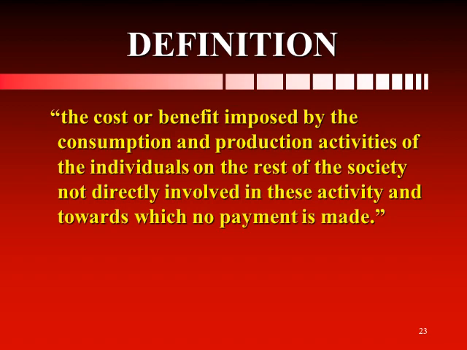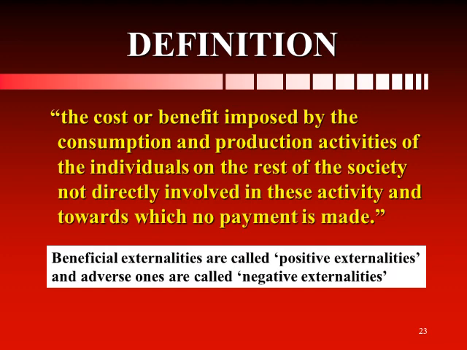The externalities are of two types. Benefit externalities are called positive externalities and adverse ones are called negative externalities. There are two types of externalities. One is beneficial, another one is adverse. Beneficial externalities are also called positive externalities and adverse ones are also called negative externalities. Can you give some examples for positive and negative externalities?